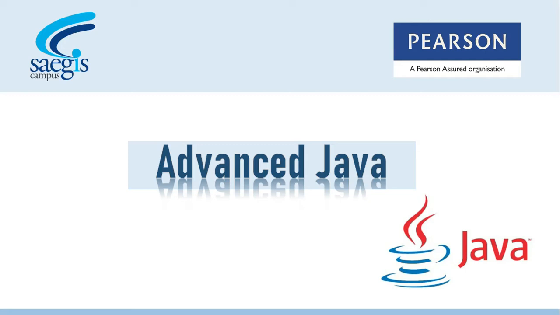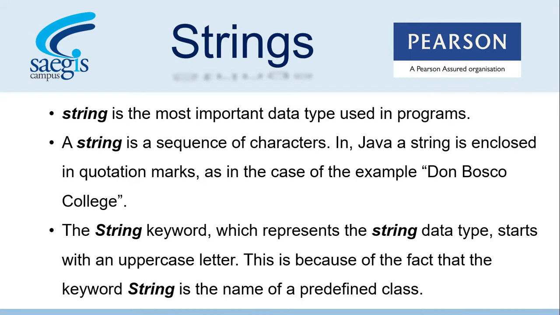Today we'll check some more code in Java, that means advanced Java. So the first thing is the string. String is the most important data type that we use in Java.